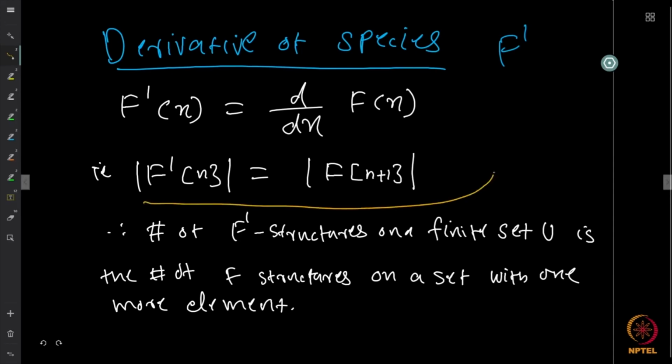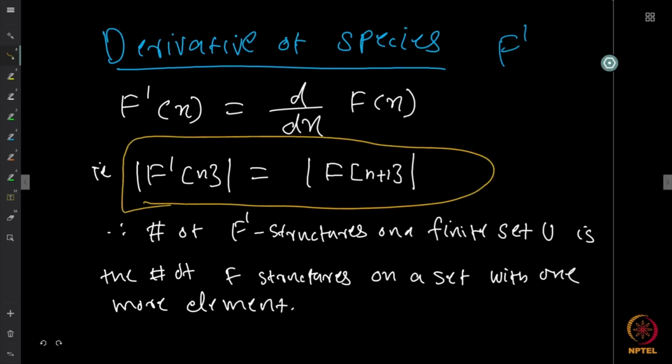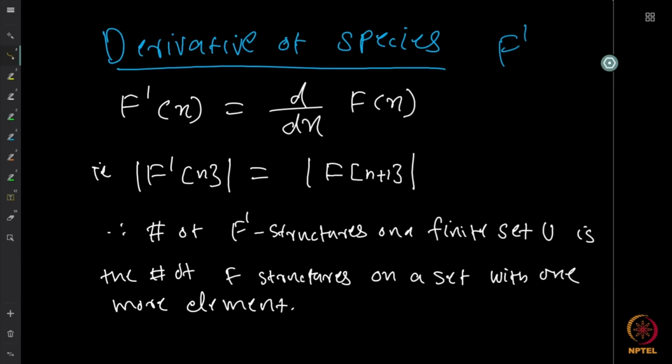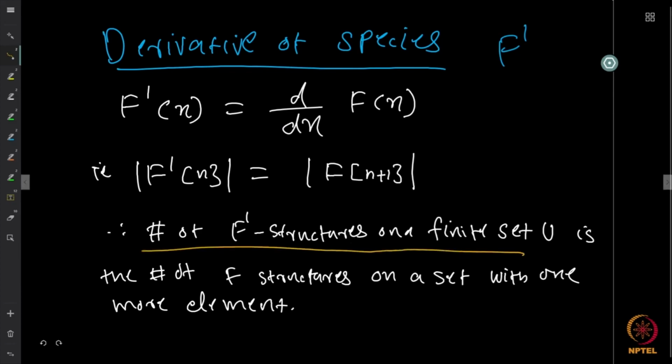But therefore, what we want is that we want to make sure that this property holds, right? Then only the generating function here will satisfy this equation, right? We want to make sure that this number game is perfectly matched, right? So that is the number of f prime structures on a finite set U is the number of f structures on a set with one more element, because we are looking at the set with one additional element, right?